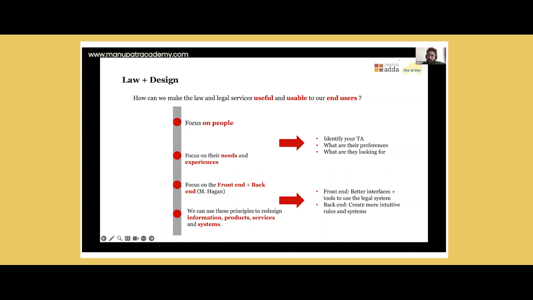It is not sufficient to just build good interfaces and good technologies. You also need to think about what are the structures that result in the need for these technologies in the first place. So we see the potential for design also to influence information, to influence products, and to influence services across the board.